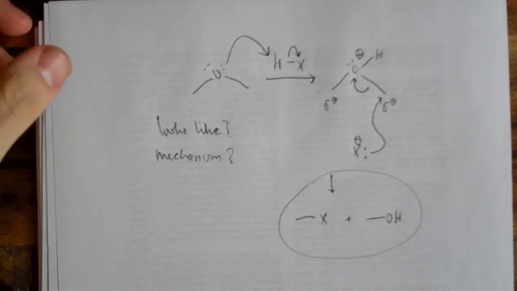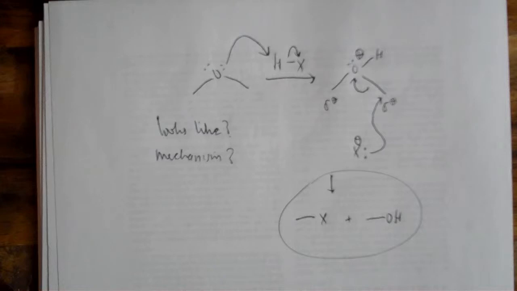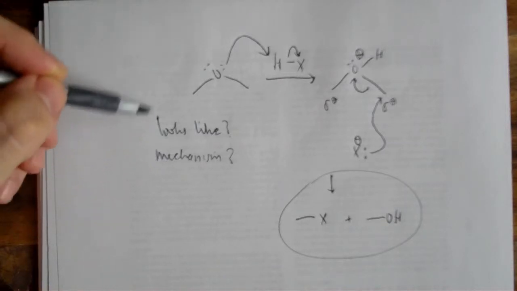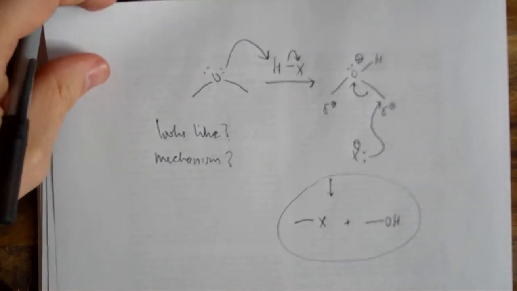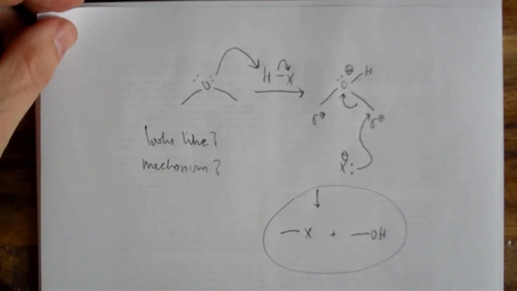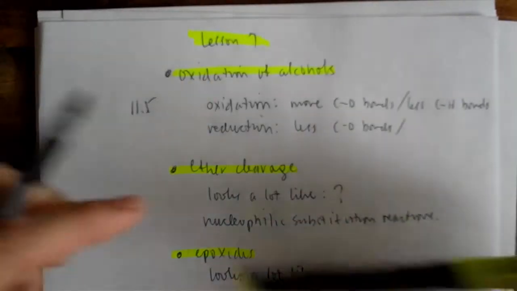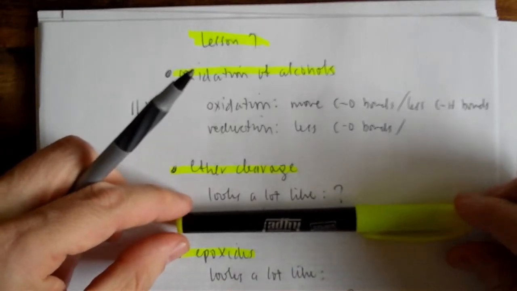What's the most general name for this mechanism? I mean, we could give it a very specific name. We might call this mechanism ether cleavage by hydrohalic acid. But more generally, what is the name of that mechanism? Something we've seen before. I'll give you a hint. We don't have a video up of it, but we've talked about it in lab and also in class. Okay, so that's ether cleavage. I'm afraid that's the answer to one of the questions I asked you.